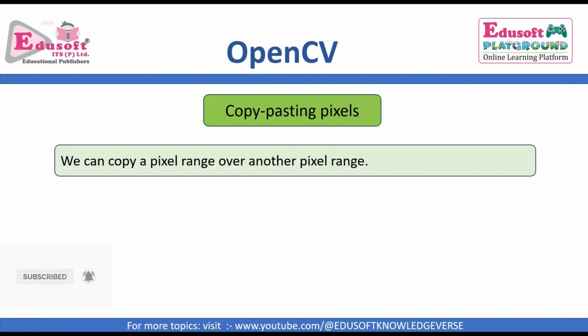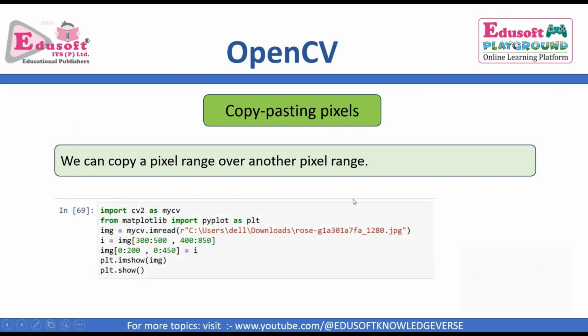So here, we can copy a pixel range over another pixel range. And how can we do this? Let's see. This is the syntax. First of all, we have to import cv2. Then we have to import pyplot from the matplotlib library as plt. After this, you have to pass the reference image path in the imread method of OpenCV. After this, you can see I equals img, and in this, as an argument, we have to pass the desired index of the row and the desired index of the column.